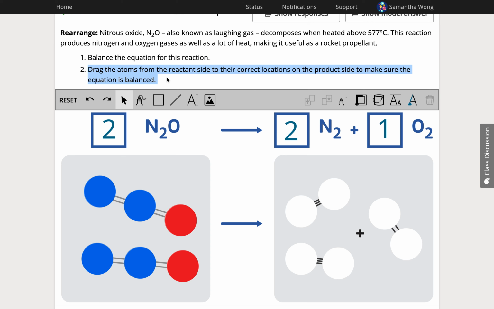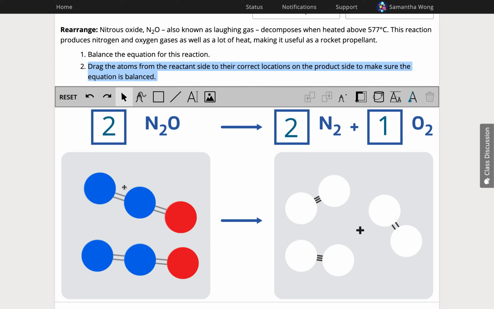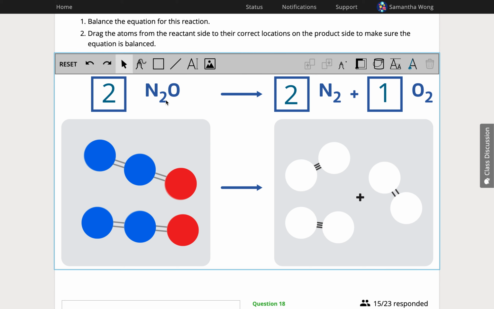Step 2 of this question tells us, drag the atoms from the reactant side, so the left-hand side, to their correct locations in the product side to make sure the equation is balanced. So, what it tells us is we have to drag these products over. So the red and the blue represent different components. So it tells us we know one of these is one of these. So one of these molecules is representing one of these.